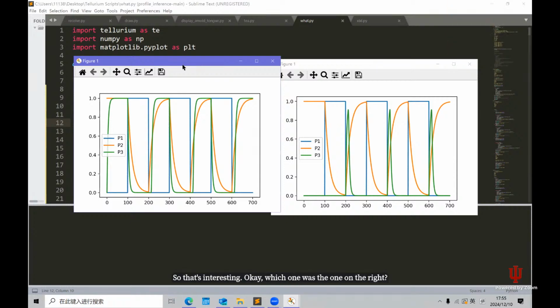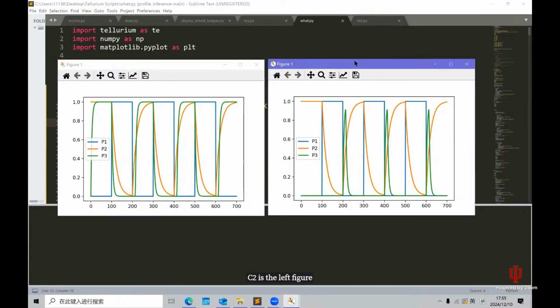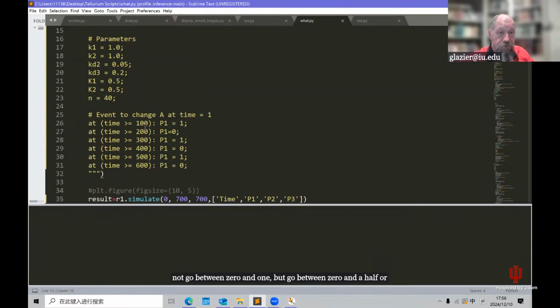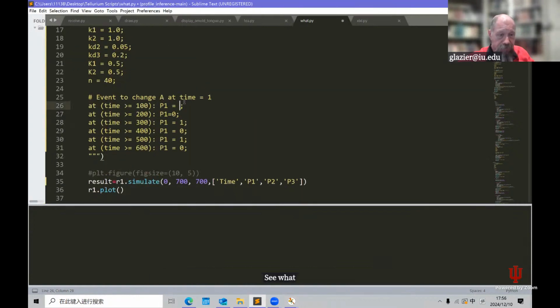C2 is the left figure and I2 is the right figure. Okay. All right. So again, there aren't that many things they can do. They could basically filter. I guess the only other thing you could play with is if you make P1 not go between 0 and 1, but go between 0 and 0.5 or 0.75. See what happens.